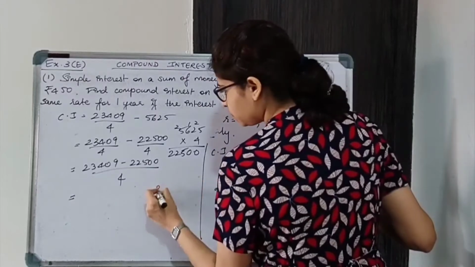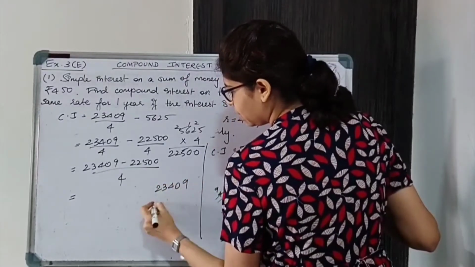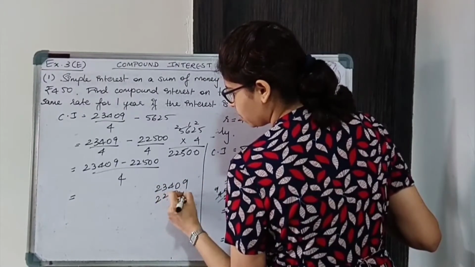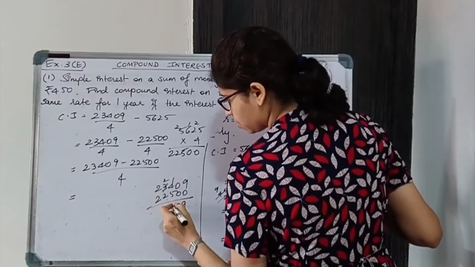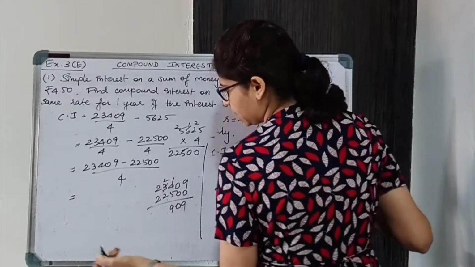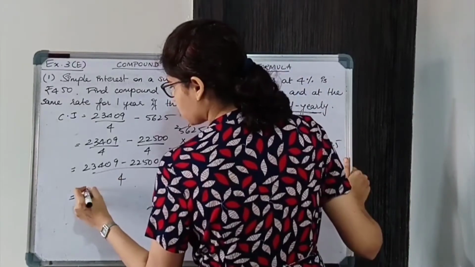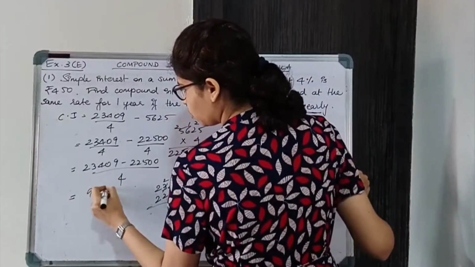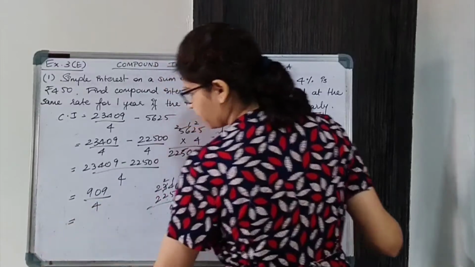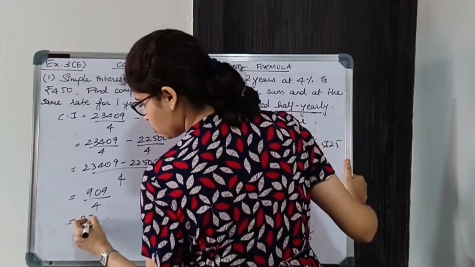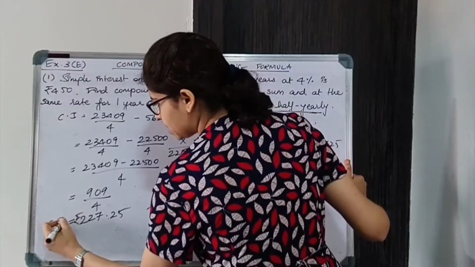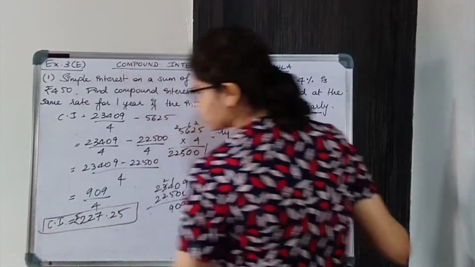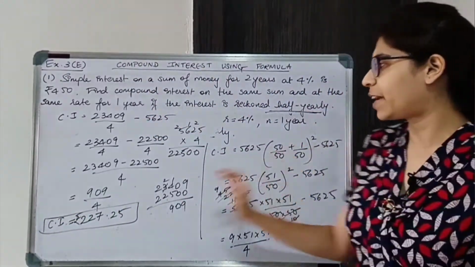So 23409 minus 22500. So that will give 909. Okay, so 909 upon 4. So this will be 227.25 rupees. So compound interest is 227.25 rupees.